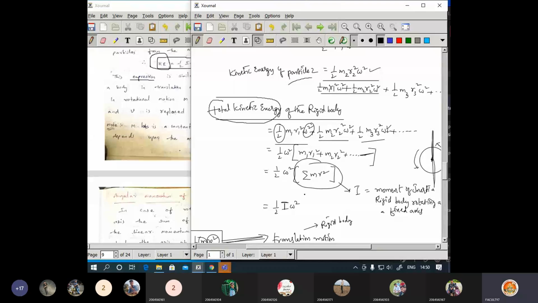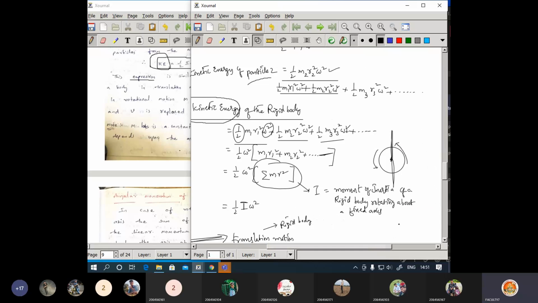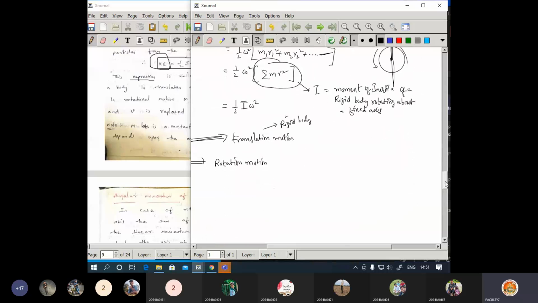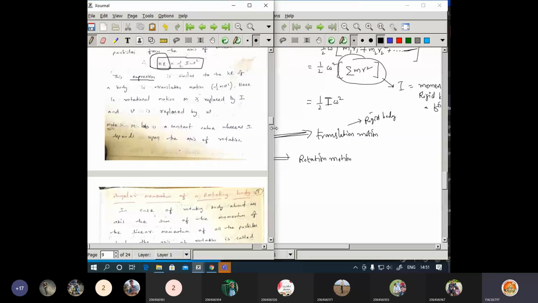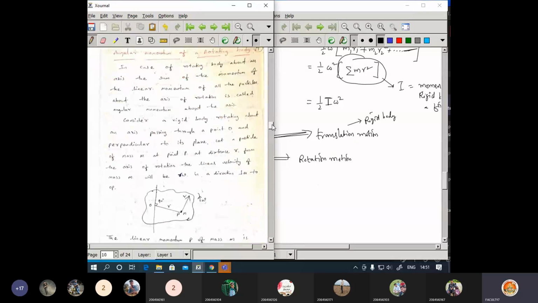You take out the common factor and substitute this factor as I. What is I? I is the moment of inertia of a rigid body rotating about this particular fixed axis. And thereafter, what is the conclusion for this topic? You give the comparison and mention that m has been replaced with I and v square has been replaced with omega square. So this expression gives the translation motion and this gives the rotation motion. That is about that topic, and if we continue, I will give the introduction for the rotating body.